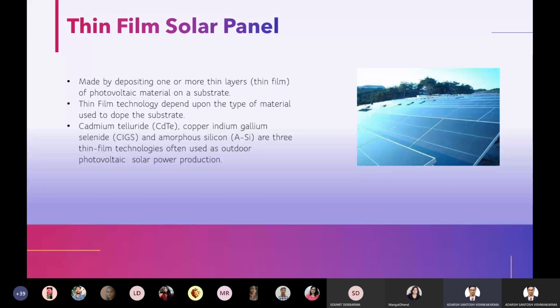And yeah, there is also another category of solar panels, that is thin film solar panels. They are made by depositing one or more thin layers of photovoltaic material on a substrate. This technology depends on the type of material used to dope the substrate. Generally, there are three thin film technologies used for outdoor usage. They are cadmium telluride, copper indium gallium selenide, and amorphous silicon.